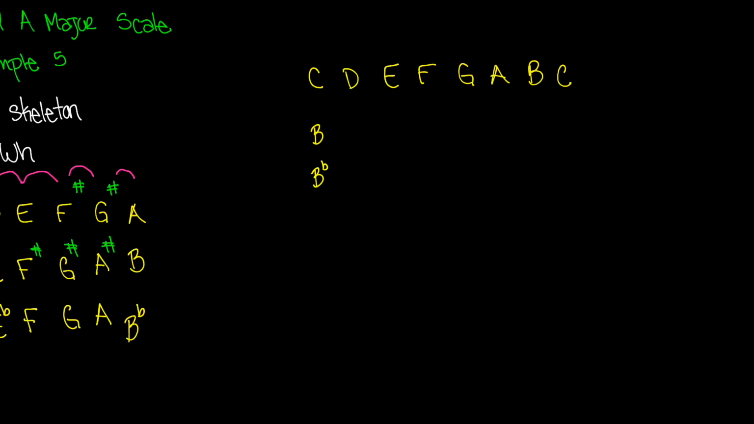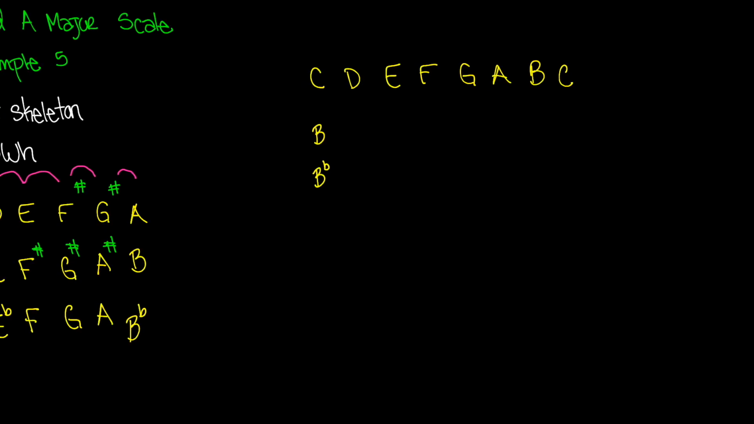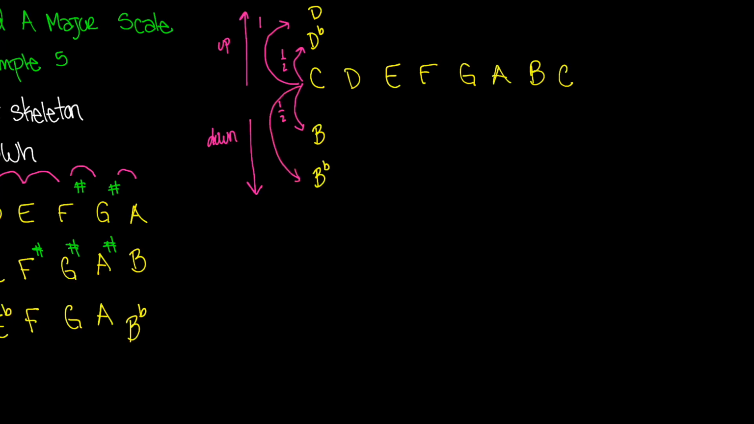Or what if I had D flat? Or possibly D. These are scales that are very close. This distance here would be a half step up. So this is going up. And then this is going down. And this is a half step here. And here to here is a whole step. This is a half step down. And then this distance would be a whole step down.